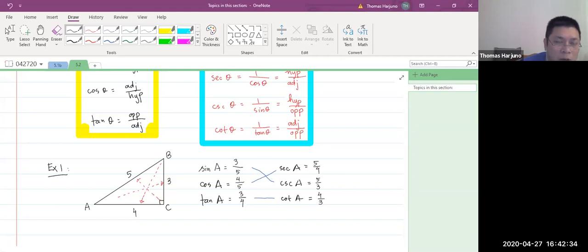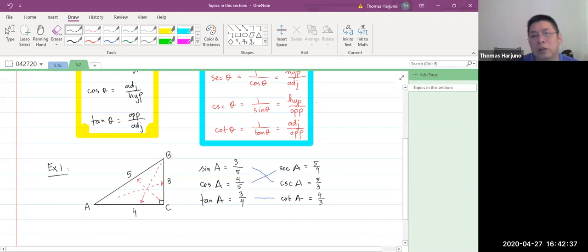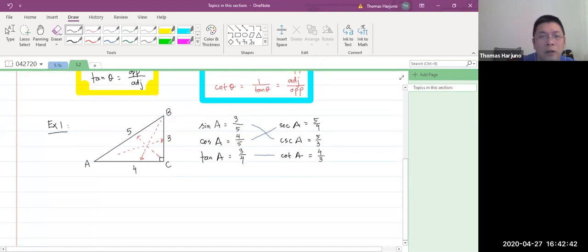Okay, right away. Now, using the same triangle, let me ask you to do this: what happens if the point of view is angle B? I would like you to compute or find the value of sine B, cosine B, and tangent B. Just write them as fractions, okay? And then after that, secant B, cosecant B, and cotangent B. Let me give you 2 minutes for this.